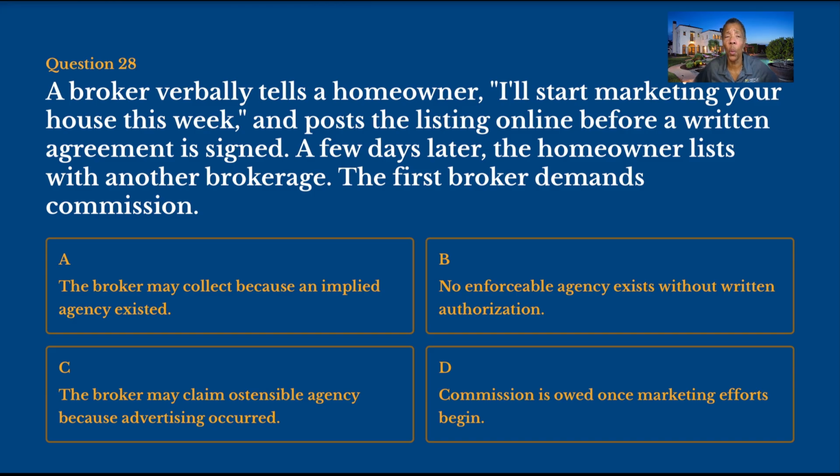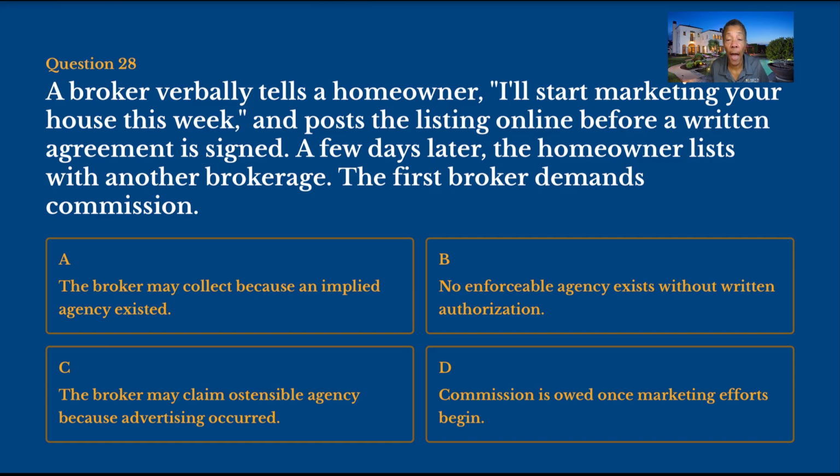All right, so here what we have is a broker verbally tells the homeowner, I'm going to start marketing your house this week, and he posted online before a written agreement. So they never had a written agreement signed, right? He wasn't really his agent, and then this homeowner lists with another brokerage. And so this also doesn't even say that it is even ending up in contract, right? So let's look at A, the broker may collect because an implied agency existed.